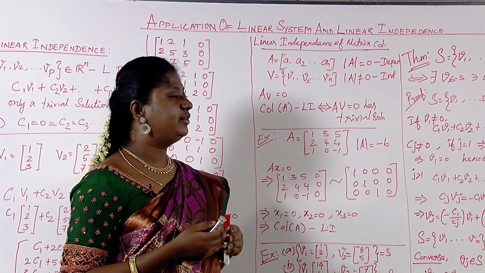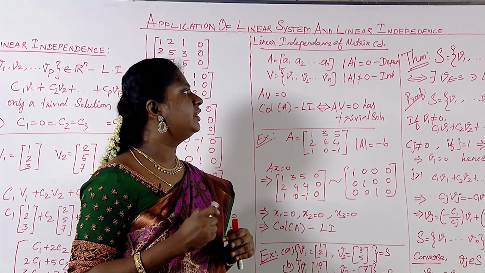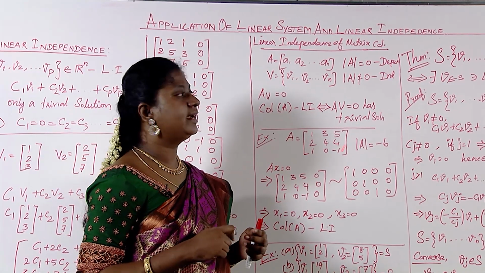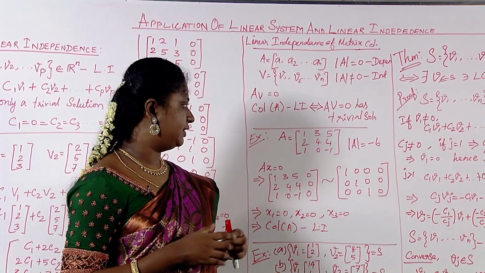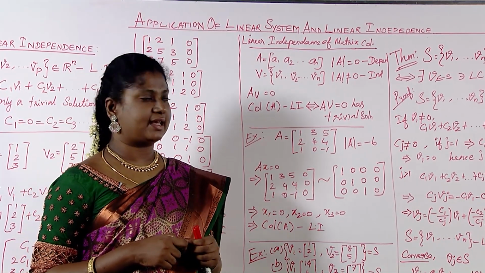We have to be aware of this fact also. If the determinant is not 0, then the corresponding column vectors are independent. If the determinant is equal to 0, then the corresponding column vectors are dependent. Please know that. Now, with respect to this, we shall see some examples.